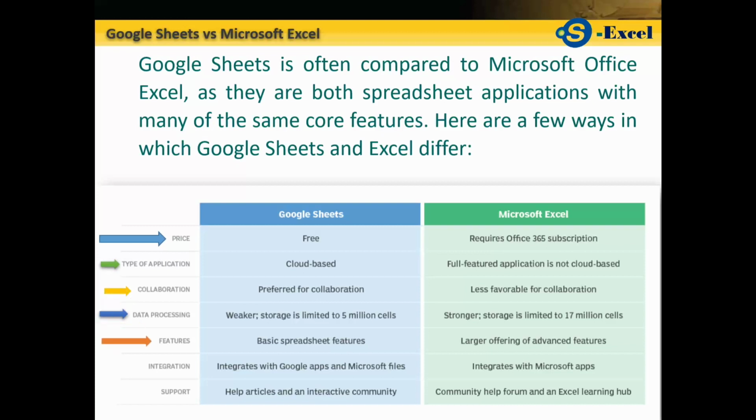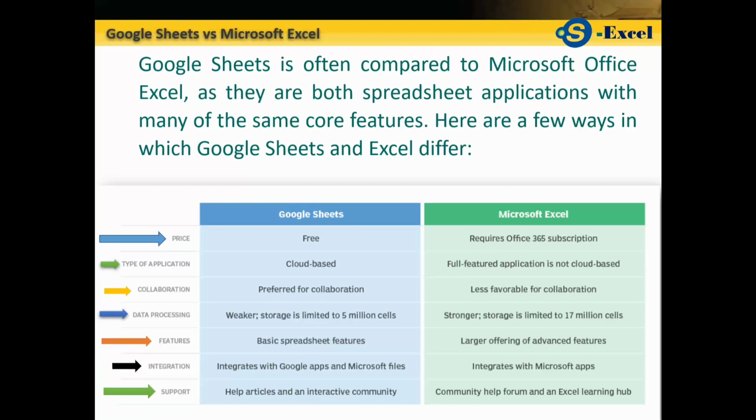Features. While Google Sheets has the core features of a spreadsheet application, its offerings are rather basic. Excel has a large range of features and functions for specialized purposes, as well as more customization options and built-in formulas. Integration. Excel integrates with other Microsoft applications such as Power BI, while Google Sheets integrates with Google web applications such as Google Drive and Google Data Studio. They are less ubiquitous in enterprise settings.